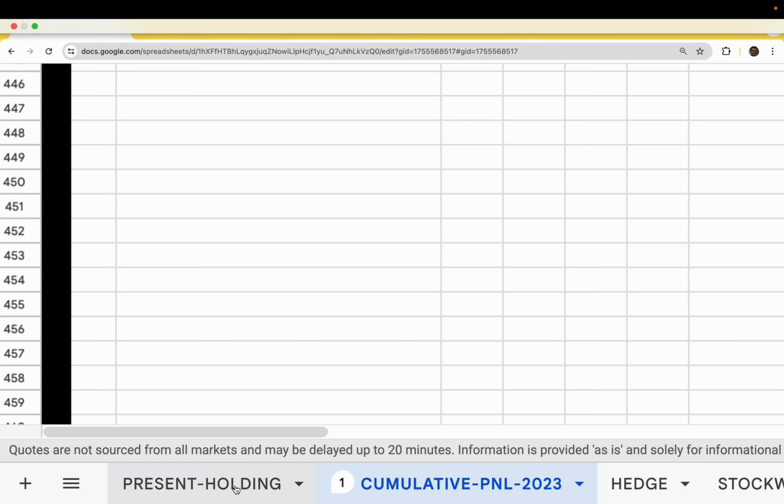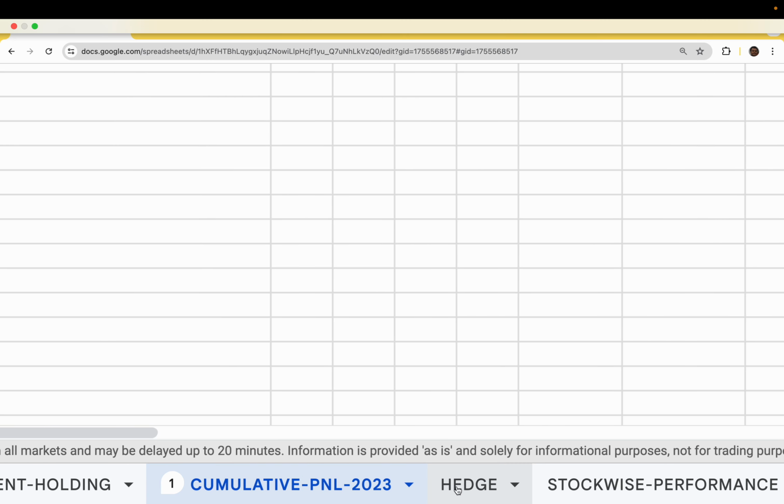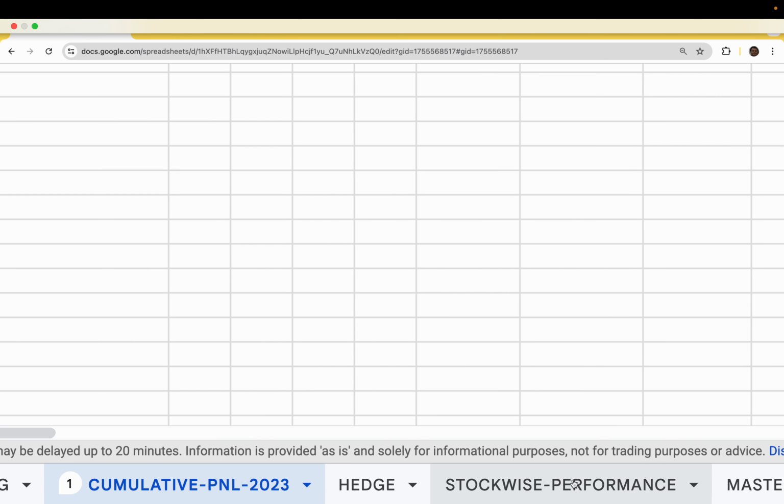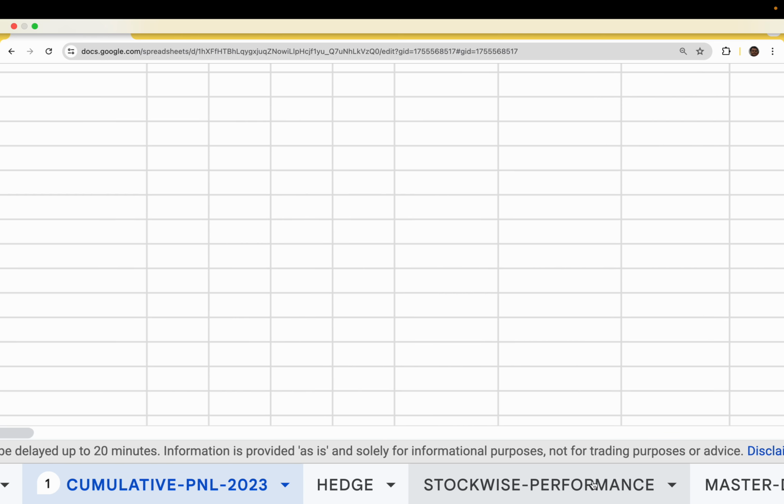So what I have done, I'll tell you, is that this present holding and cumulative PNL, etc., is done on a spot basis. I separately capture the hedge part of it, and I also maintain the stock wise performance. That means which stock has given us the pleasure and pain. So both are captured here.